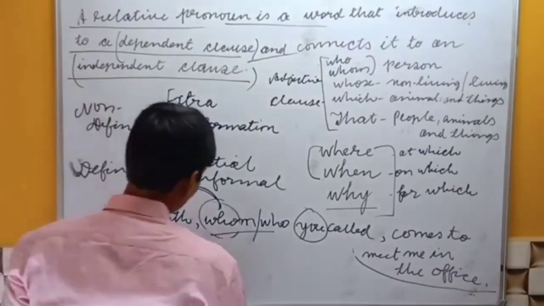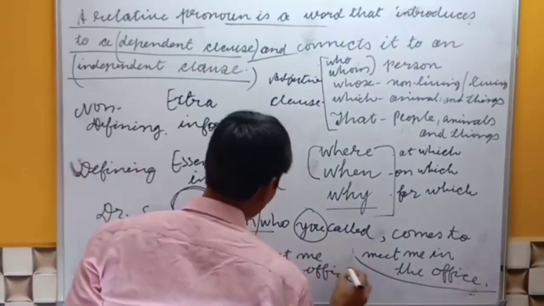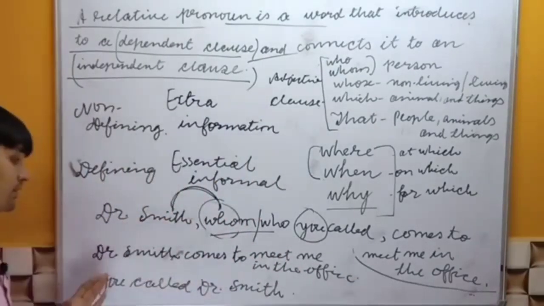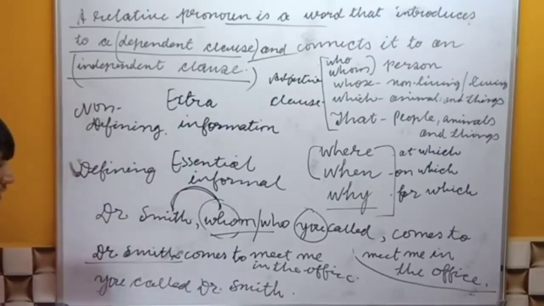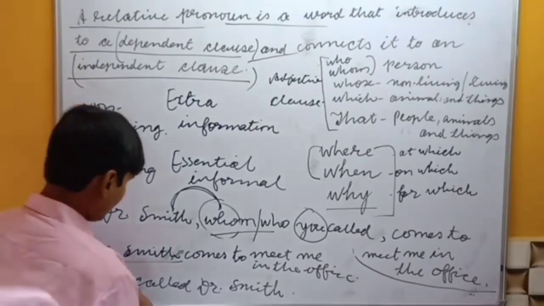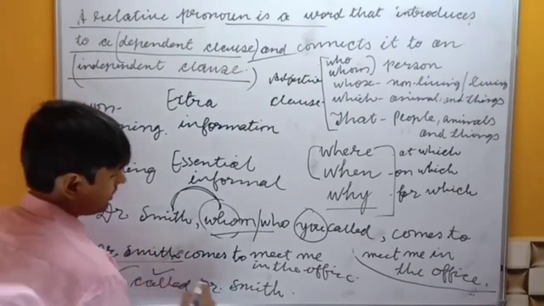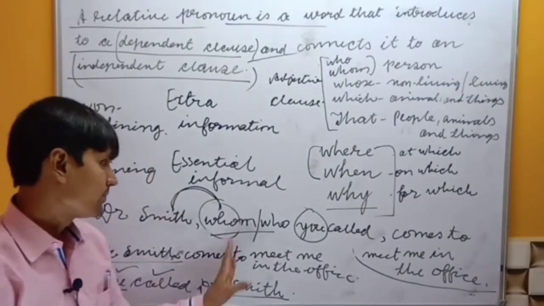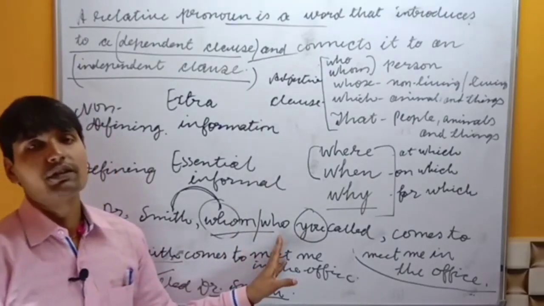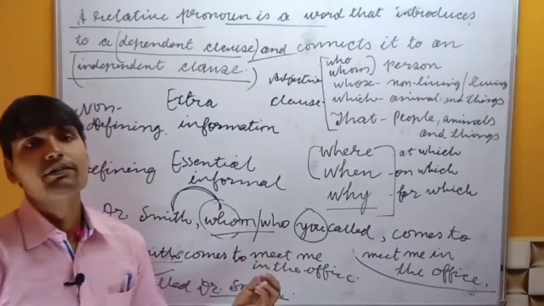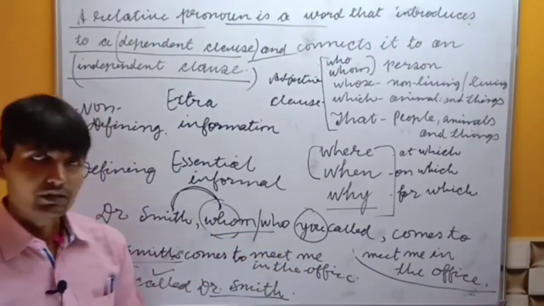Dr. Smith comes to meet me in the office. The second sentence you can also write here: you call Dr. Smith. Now in the earlier sentence, Dr. Smith was the subject, but in this sentence, you is the subject of the sentence. So what is the object of the sentence? The subject is you, called is the verb, but Dr. Smith is the object. This is why in place of Dr. Smith here, whom has been used as an object. So who and whom are used for persons, and whom is used only in the objective case.